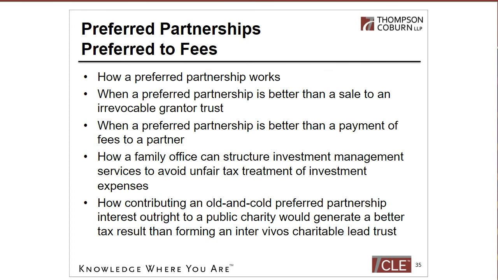Because we know investment expenses are non-deductible as a miscellaneous itemized deduction, and even after that non-deductibility expires after 2025, they would still be an AMT preference, so that's still not as good. And then we'll talk about how contributing an old and cold partnership interest outright to a public charity would generate a better tax result than forming an inter vivos charitable lead trust.